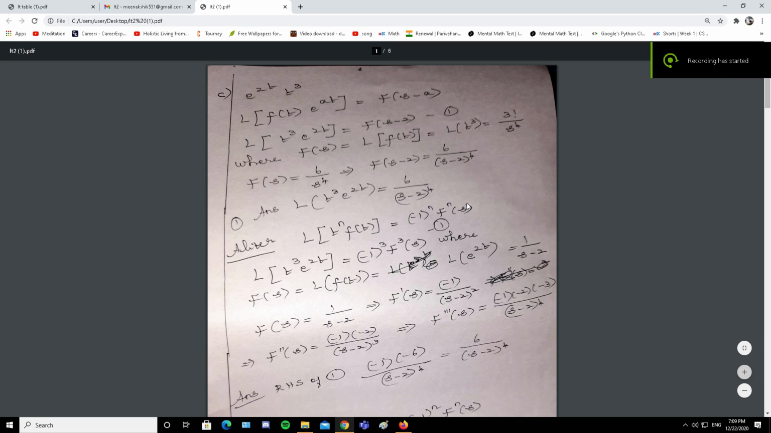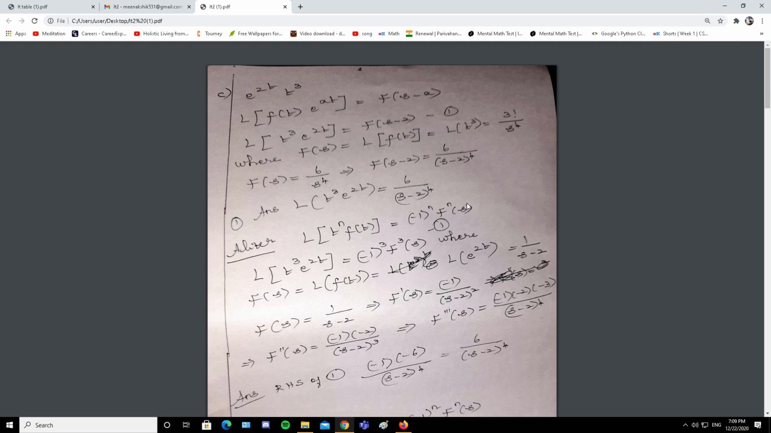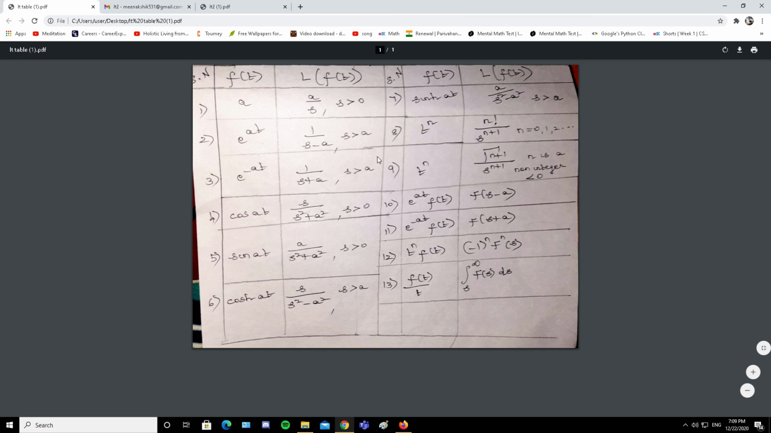So I'll discuss a few more problems in finding the Laplace transform using the properties of Laplace transform. In the first class, I discussed the definition of Laplace transform and transforms of standard functions. In the previous lecture, I discussed the properties of Laplace transform. So we go for properties whenever you have to find the Laplace of the product.